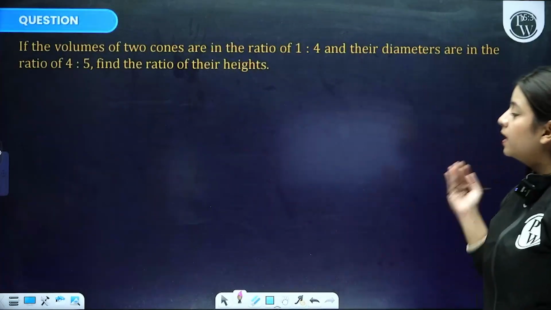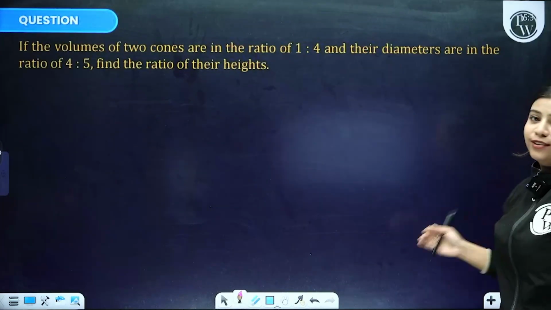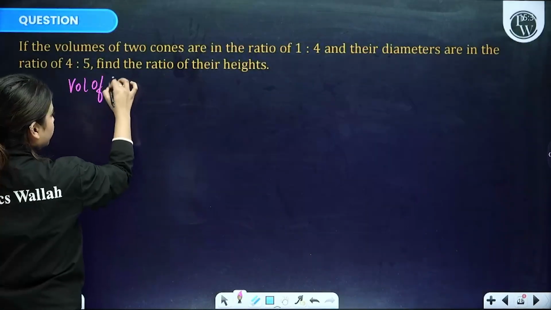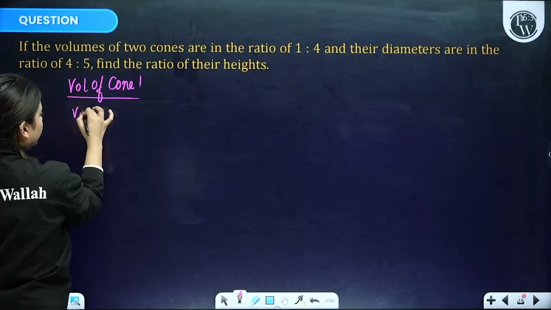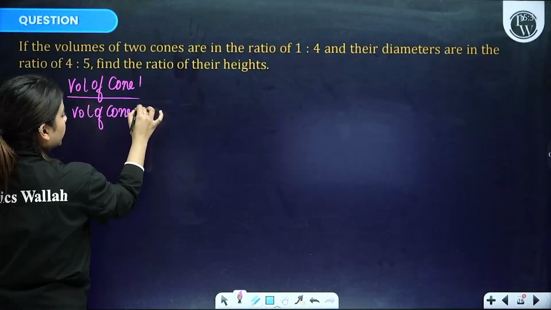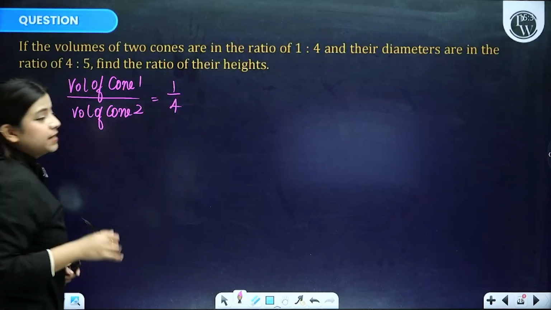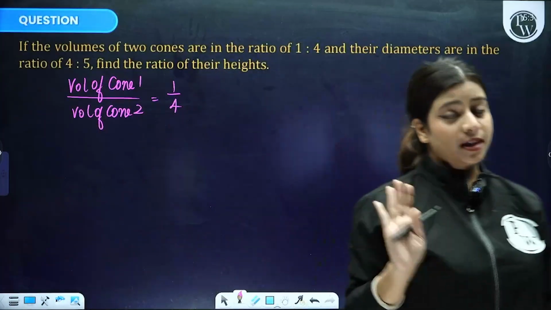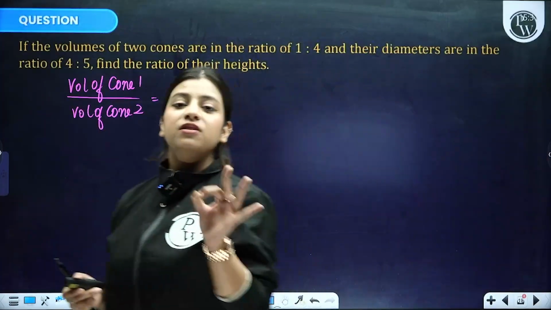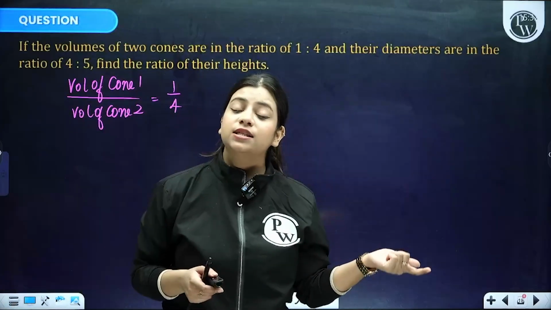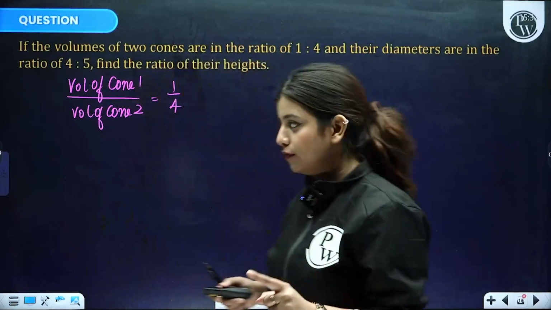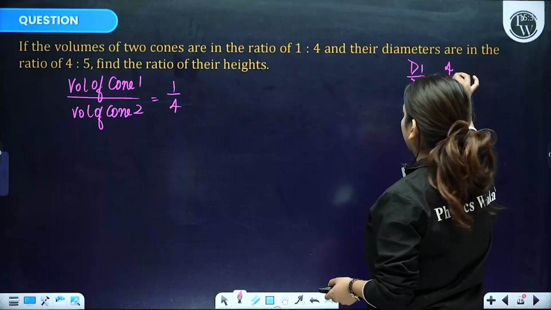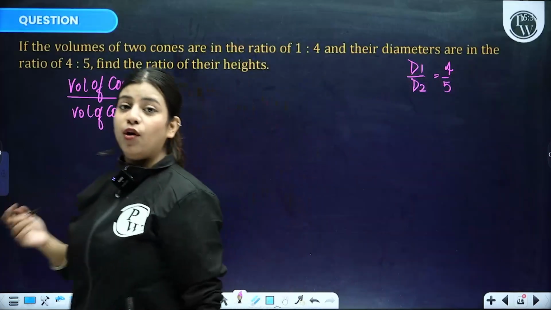Let's see the next question. If the volumes of two cones are in the ratio of 1:4, what is given? Volume of cone 1 upon volume of cone 2 is given as 1:4. That simply means 1/4. And the diameters are in the ratio 4:5. People, just listen to me very carefully. If the diameters are in the ratio 4:5, the radius will also be in the ratio of 4:5. So basically what is given to you, D1 upon D2 is 4/5. You have to find out the ratio of their heights.